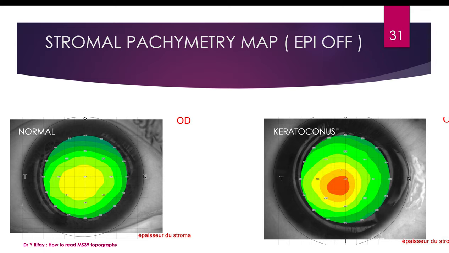The epithelium is masking, the epithelium is misleading. So every time we can measure anything without the epithelium, it will be better and more accurate for the diagnosis. So here we have keratoconus, here we have the normal case. And this stromal pachymetry map will help us in refractive surgery. It will help us in keratoconus management by cross-linking, because we will know the thinnest location of the stroma, and we will adapt the protocol of the cross-linking. It will be adapted to this pachymetry.